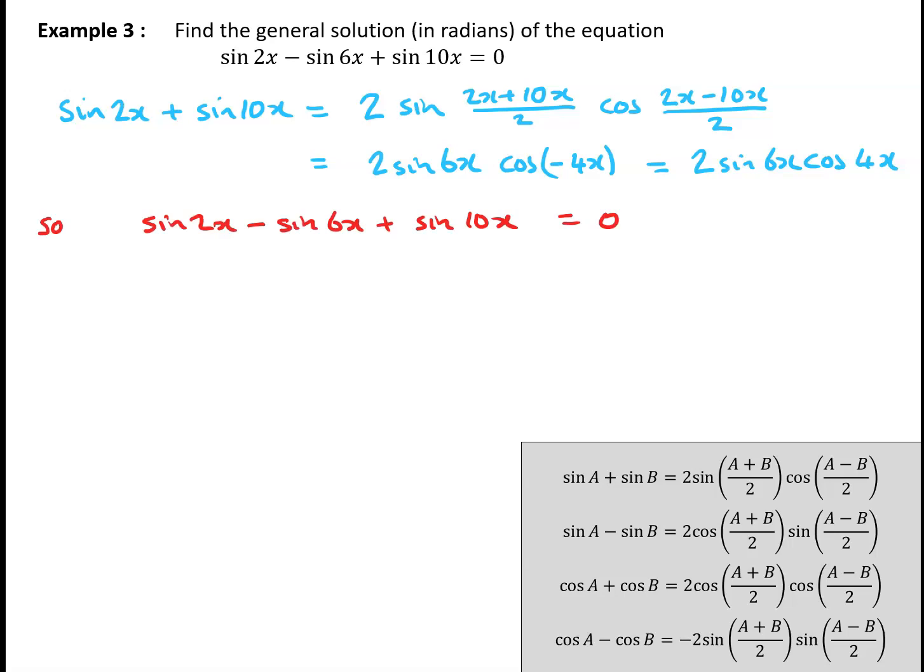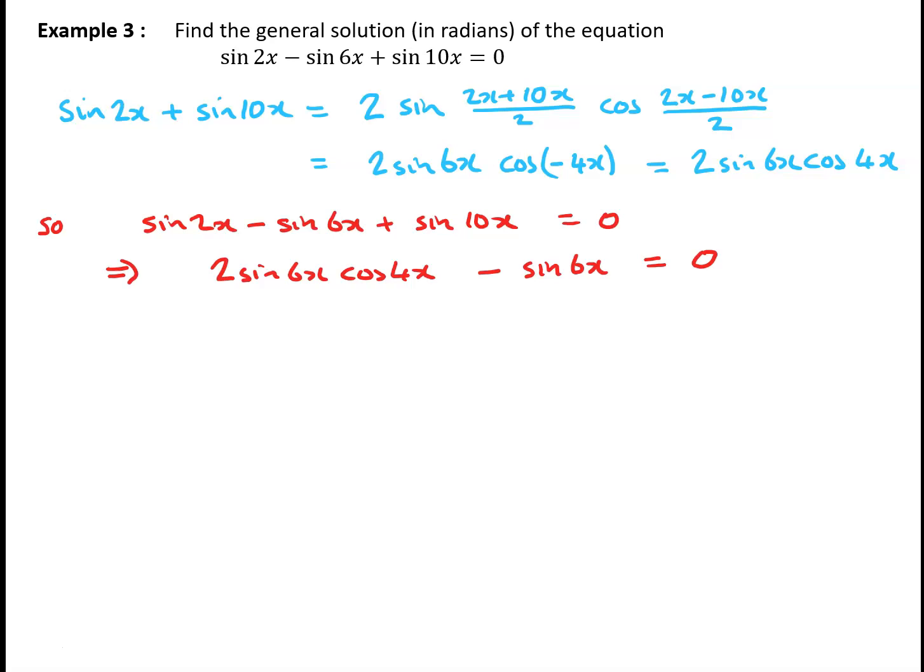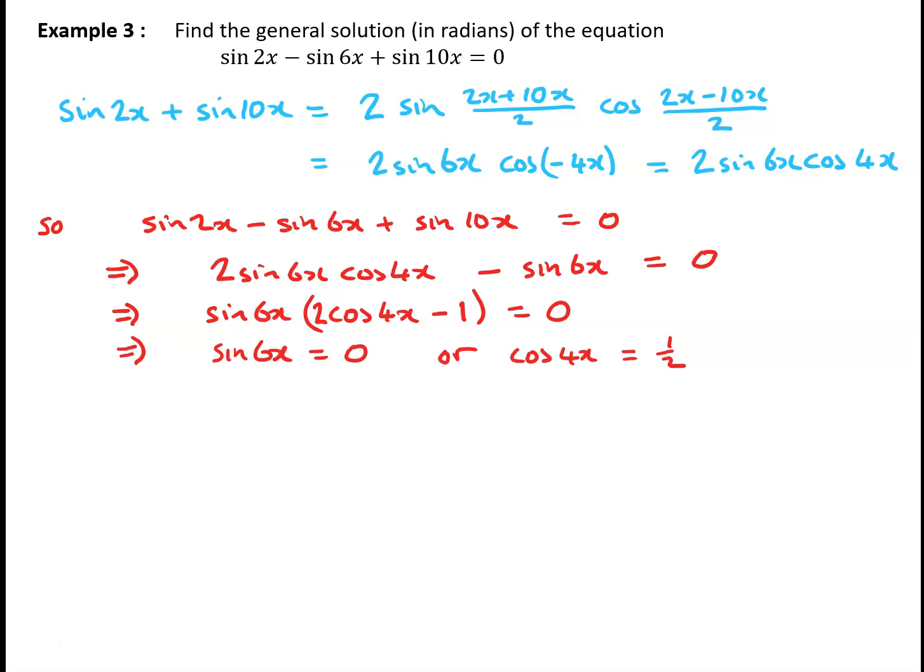So the equation sine 2x minus sine 6x plus sine 10x equals 0 can be rewritten as 2 sine 6x cos 4x, which is the rewrite of the sine 2x plus sine 10x part, minus the sine 6x equals 0. And hopefully you can see now why this is such a good move, because we've got a factor of sine 6x. So I've now got sine 6x times (2 cos 4x minus 1) equals 0, which tells me that I've got either sine 6x equals 0 or cos 4x equals a half.